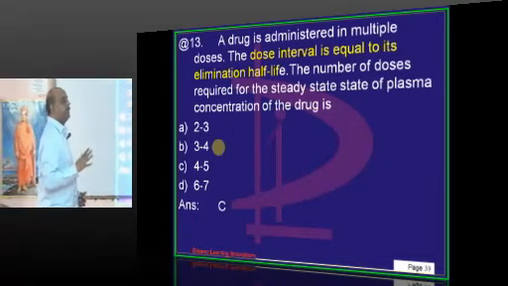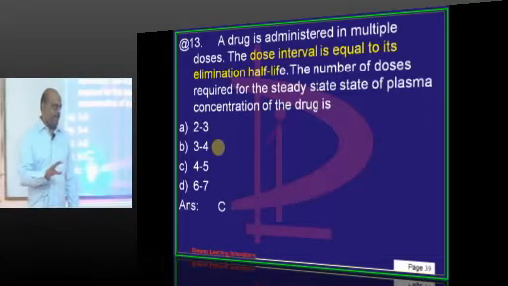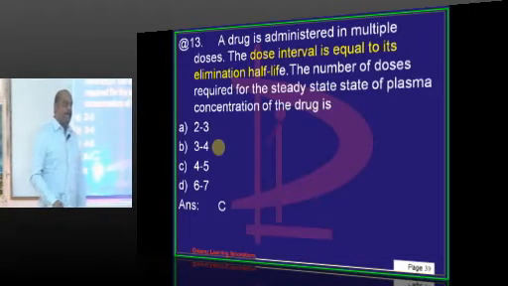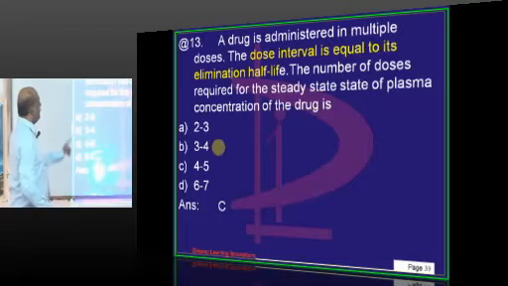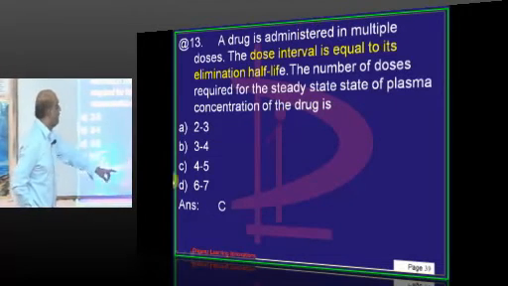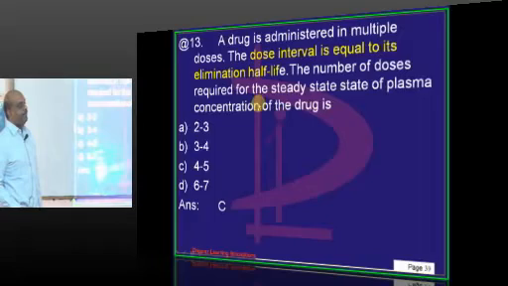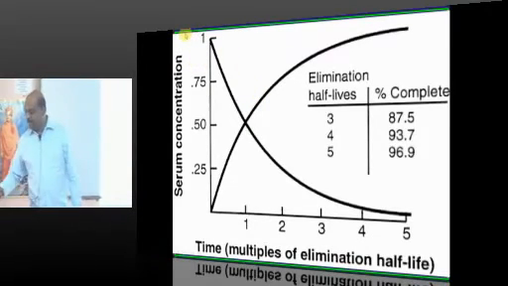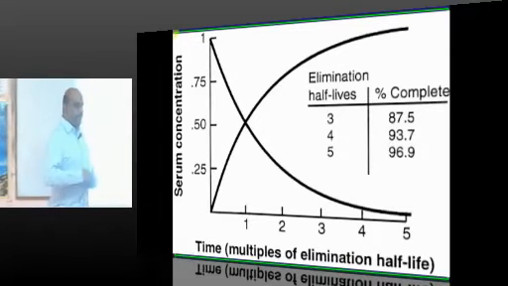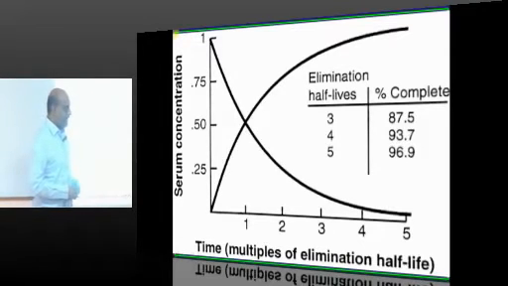In that scenario, the drug is getting eliminated and you are administering the drug at frequent intervals. How many doses are required for the steady state concentration to be achieved is a very important question. Very simple. Now tell me, suppose for every elimination half-life you are once more administering the dose, will the plasma concentration keep increasing or will it keep decreasing?